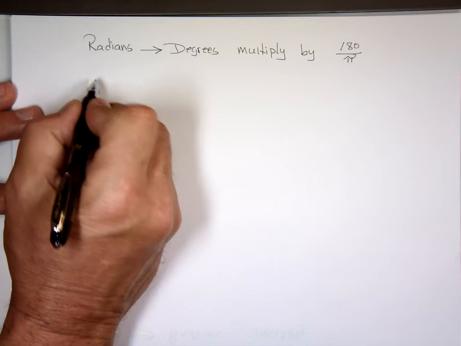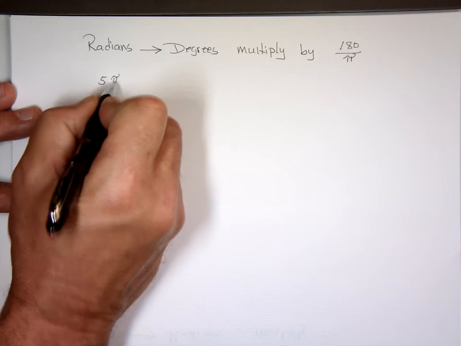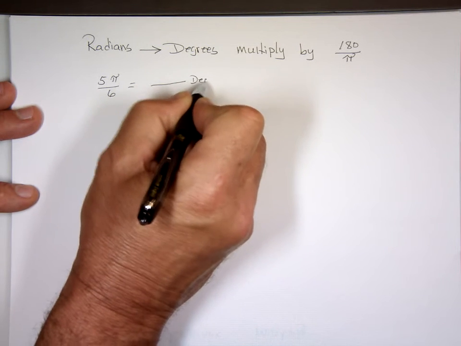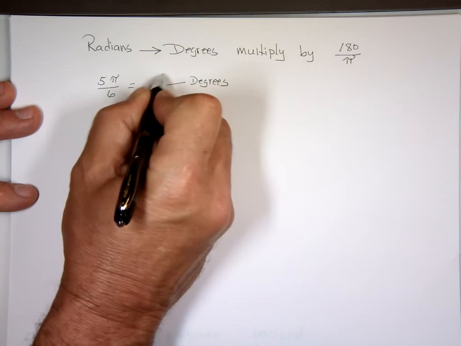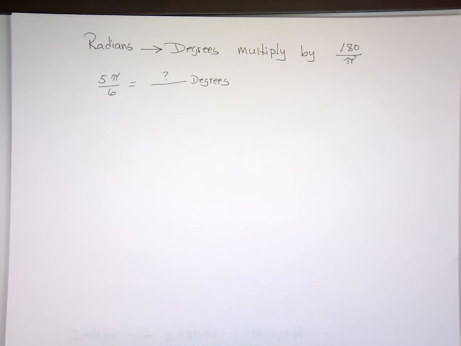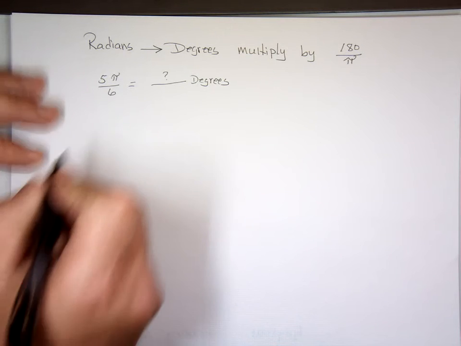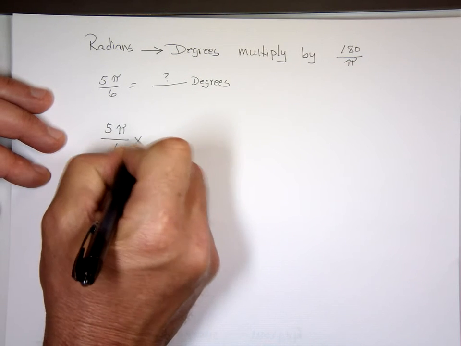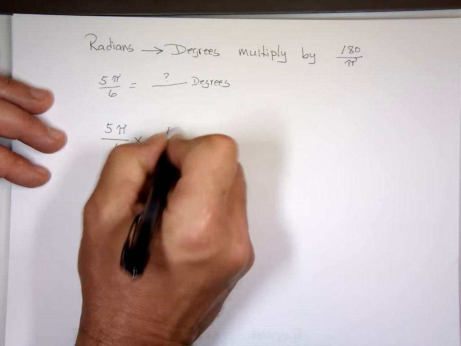If I said I have an angle that's 5 pi over 6, can you tell me how many degrees that is? To me, my brain doesn't understand radian. I know degrees, but I don't know radian. I don't know where 5 pi over 6 is. I don't know if it's first, second, third, or fourth quadrant. I don't know that. So I take 5 pi over 6, and I'm going to multiply that by 180 over pi.